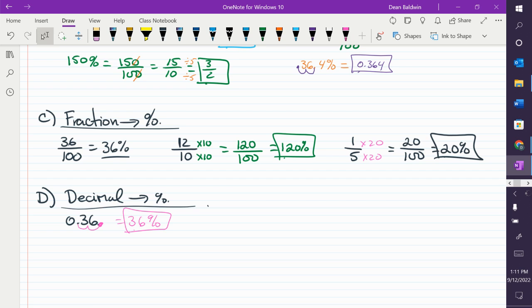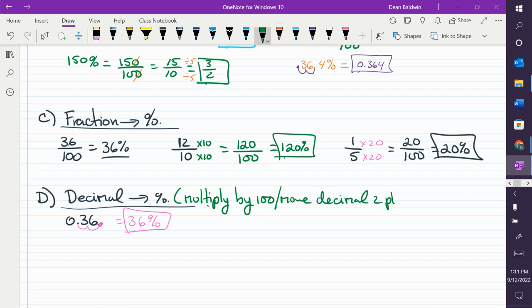It's 36%. The other way to do it is just multiply by 100. That's it, which is essentially moving the decimal 2 places. So multiply by 100, move the decimal 2 places right.